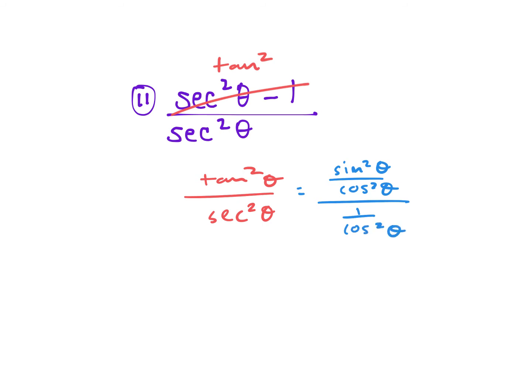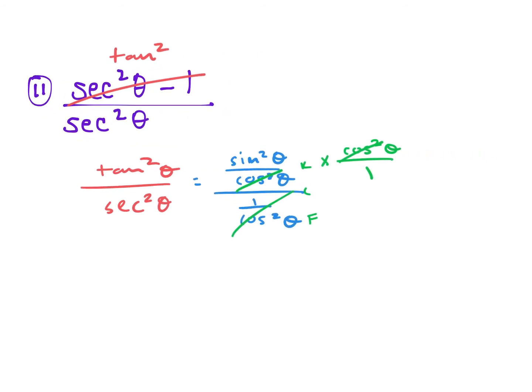Keep, change, flip. So keep the top, change the multiplication, flip the bottom. So this would be cosine squared over 1. I'm multiplying a cosine squared on the top and on the bottom so they can cancel. So what am I left with? Sine squared.